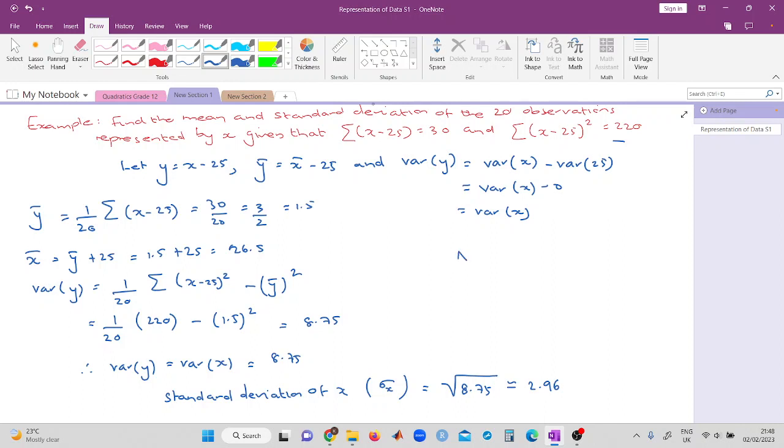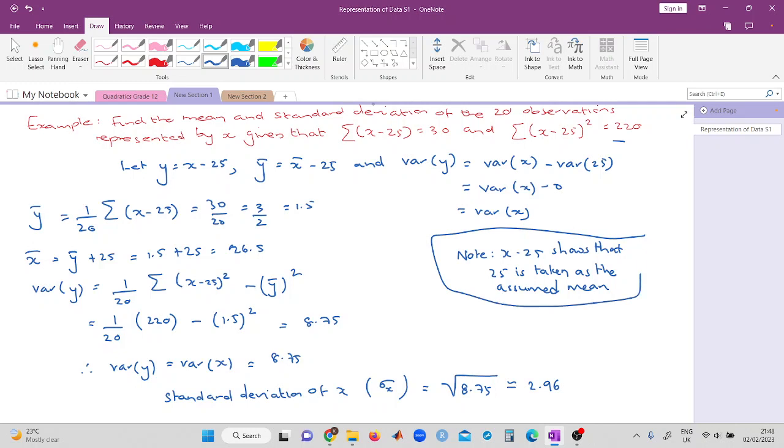Donc, une note là-dedans. Que dans x minus 25, par exemple là-dedans. Ok? Shows that 25 is taken as the assumed mean. On est capable de retirer 25. To be the assumed mean. Voilà. This is the note. C'est simple note. Voilà. This is the question. Je pense que c'est un petit peu plus clair maintenant, mais on va faire another example right now. Donc, prenez le screenshot and then on continue.